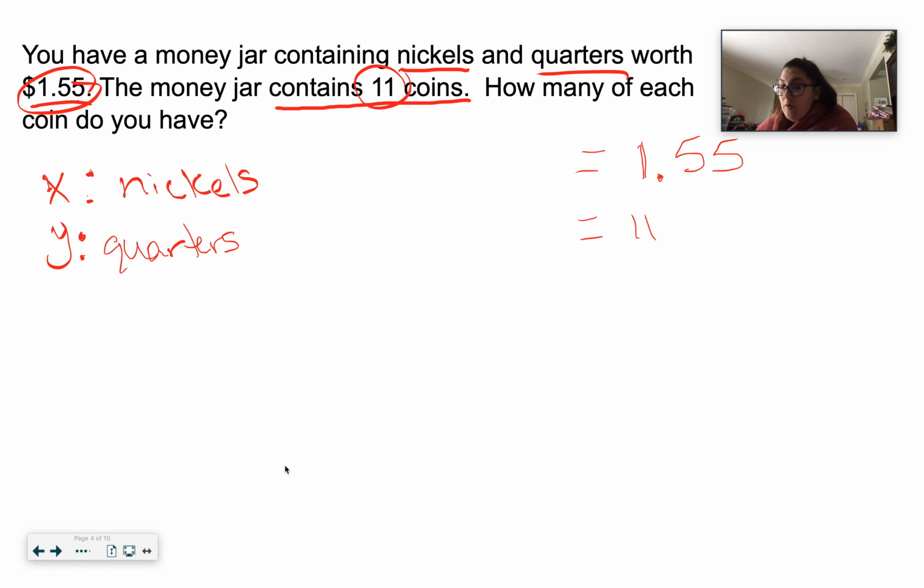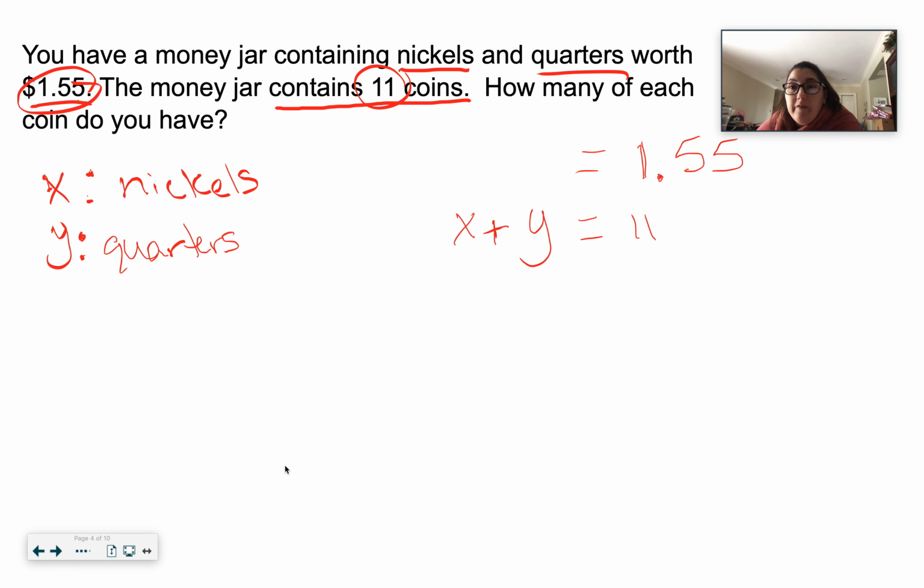Okay? Now, I'm going to start with the second equation first, that equals 11, because we know what type of coins we have in the jar. We have nickels and quarters, right? So we know that we have two variables, x and y. So x represents my nickels and y represents my quarters. So I know that x and y together is going to total 11. So what operation am I going to put between x and y? Good, a plus sign, okay? So it's going to be x plus y is equal to 11, all right?